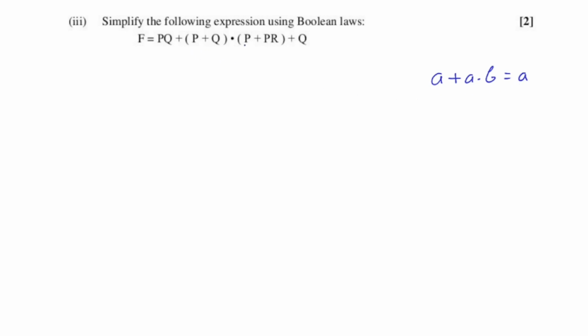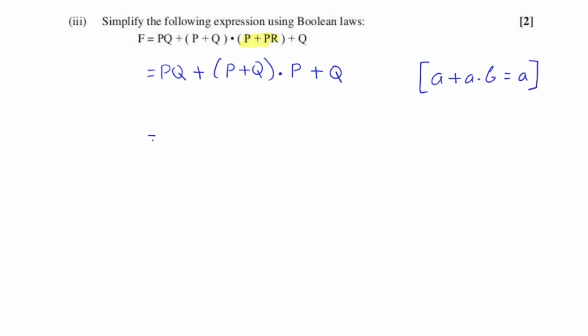So here, if you notice this portion, I'm talking about this portion. Here we'll apply A plus A dot B. That means this will be PQ plus P plus Q dot, and this whole highlighted portion will now be simply P, and then we'll copy down Q from the previous step. So this is the reasoning.